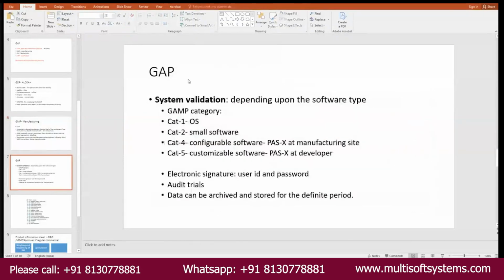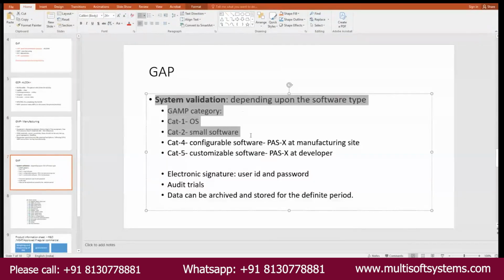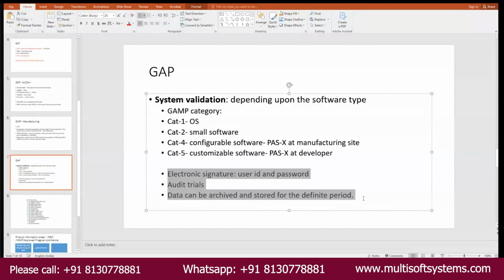And coming to the automation practices, whatever software you are using should be validated according to its category. If it is an electronic signature, the user should not exchange passwords or user IDs. It should be unique IDs, every software should contain the audit trail, and the data should be archived and stored for a definite period. Once it is validated, all these activities can be achieved.